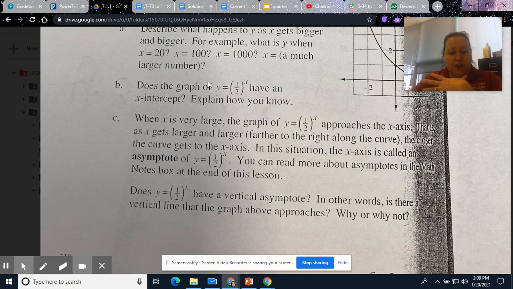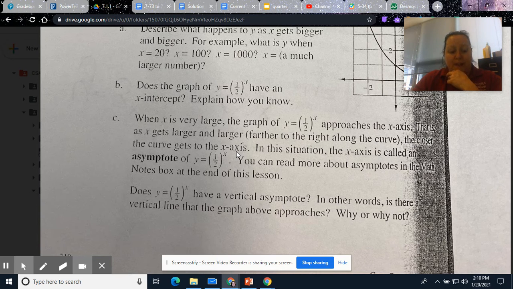When x is very large, the graph of y equals 1/2 to the x approaches the x-axis. That is, as x gets larger and larger, further to the right, the closer the curve gets to the x-axis. In this situation, it's going to be called an asymptote. Again, an asymptote means that it's going to get really, really close, but you could zoom in so big that you'd see that it's not quite there, and it will never intersect. We will read more about asymptotes throughout this lesson, or throughout this chapter.